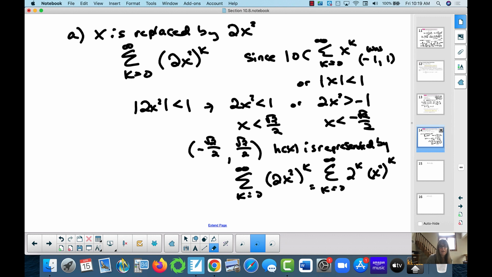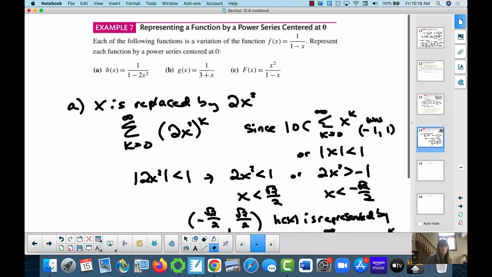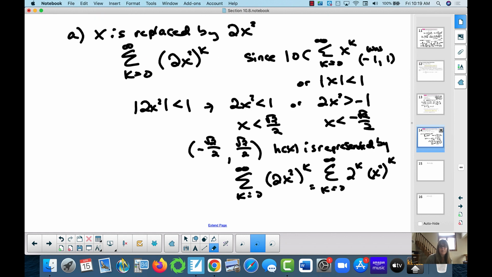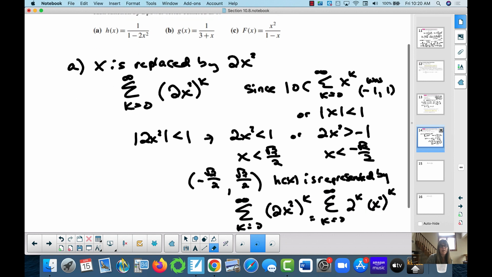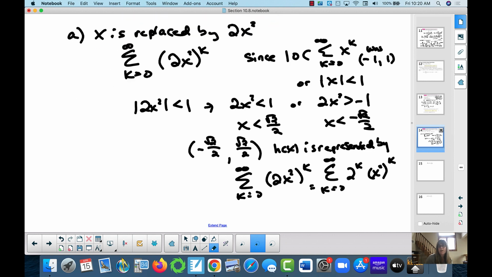When we distribute that k there. So that function, 1 over 1 minus 2x squared, can be represented by that power series. And again, if I want to evaluate that function at certain values, I can use the sum of that series to do that.